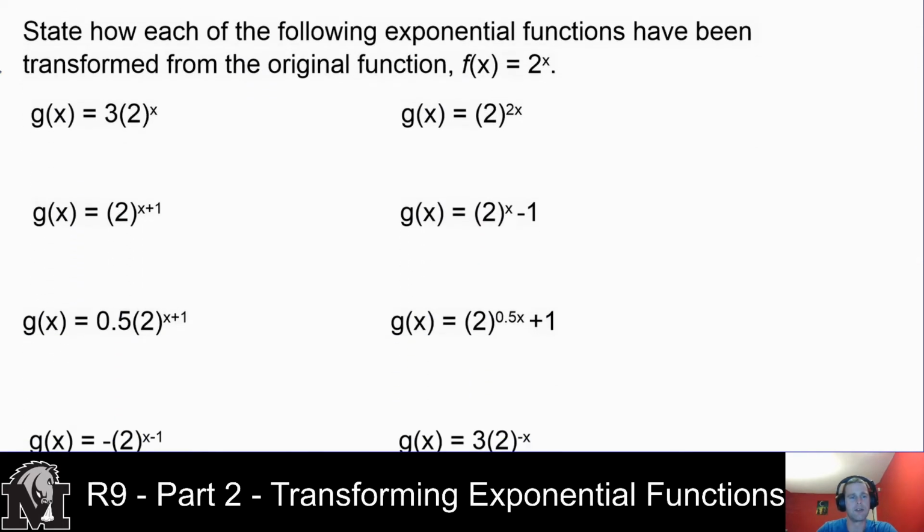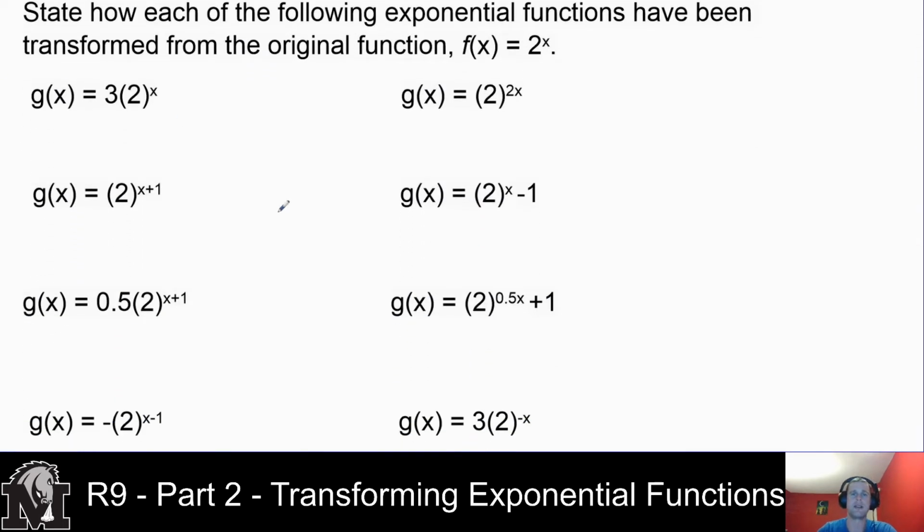We're going to start off by stating how each of these exponential functions has been transformed from what I'll call our original function, f of x equals 2 to the power x. The difference here is this 3 out in front. That's our a value. So that's going to be a vertical expansion by a factor of 3.